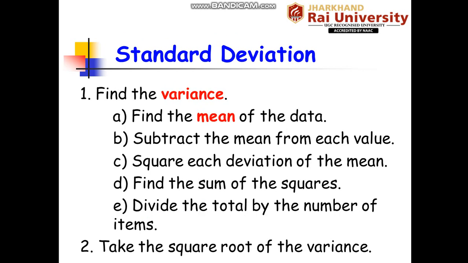The steps of finding the standard deviation: the first step is to find the variance, and steps A, B, C, D and E to find the variance we have already studied. First calculate the mean, then subtract the mean from each value, then find the square of each deviation, then find the sum of the squares, and at the end divide the total by the number of items. So the first step is to calculate the variance, and after calculating the variance we take the square root of the variance. So the square root of variance is equal to the standard deviation.